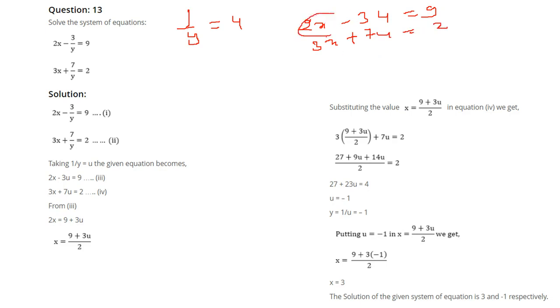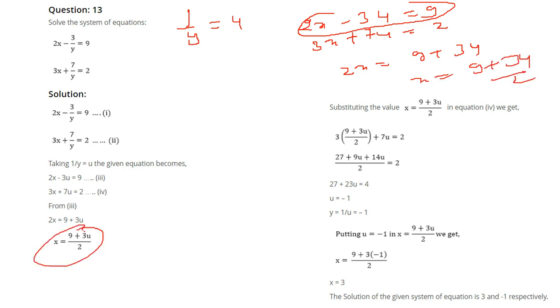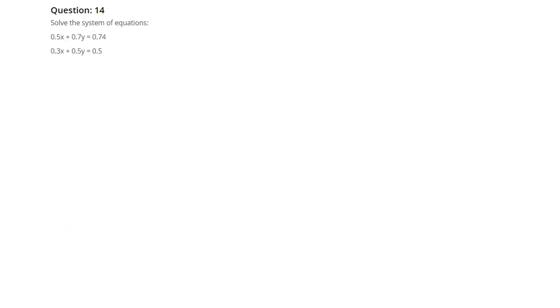Okay, now what you can do here is you can take this one. So 2x will be equal to 9 plus 3u, x will be equal to 9 plus 3u by 2. Now this can be placed in this equation. So when you place, you get u equal to minus 1, and u is what? 1 by y, so y is also minus 1. Put it here, u equal to minus 1, you get x equal to 3. Then solve the system of equations.